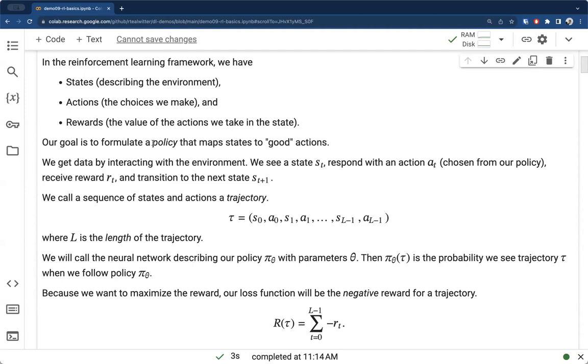Because we're doing deep learning, we will parameterize our policy with some parameters theta, and we'll call our policy pi theta. This is notation that's borrowed from the reinforcement learning community. Then we'll use pi theta of tau to denote the probability that we see trajectory tau when we follow policy pi theta.